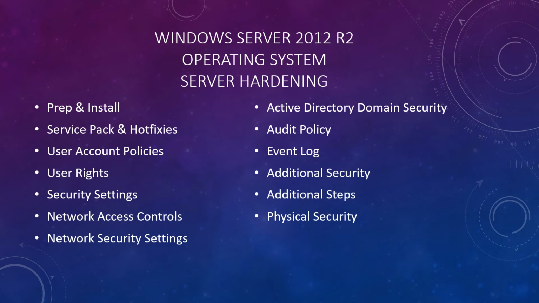I'm going to go over server hardening a little bit more in depth for Windows Server 2012 R2. First is going to start with the basic prep install. Do not allow a newly installed machine access to an unprotected outside network. You can, however, allow it that access once the machine has been hardened. If you put the machine out on that outside network without it being secured, it is extremely vulnerable.